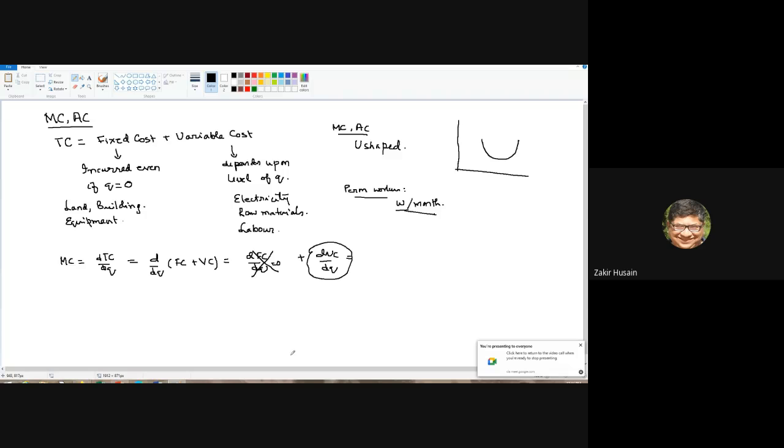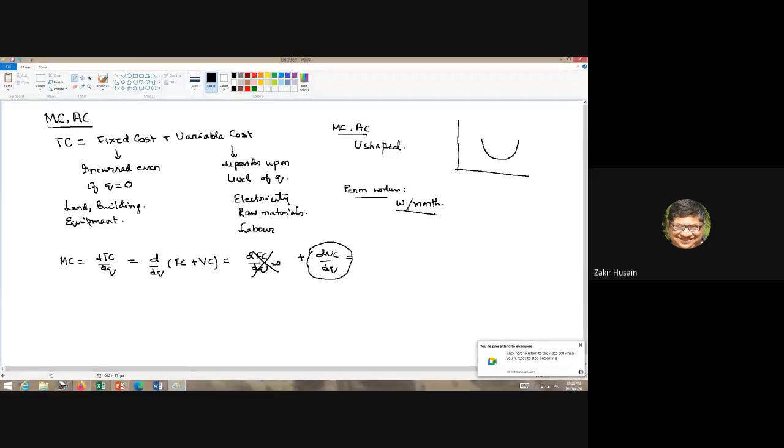Okay. So now the question that I actually want to ask you was that we have derived the relation between marginal cost and average cost. So I'm leaving it to you as homework: try to find out what is the relation between marginal cost and average cost. Remember, both are U-shaped.